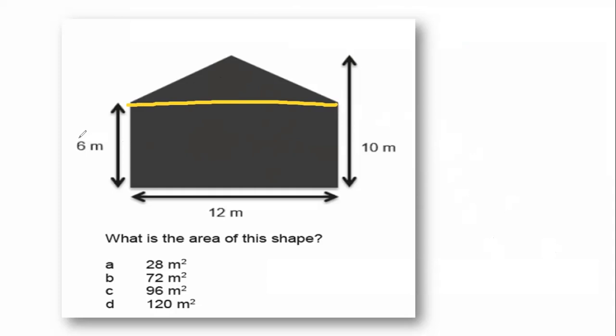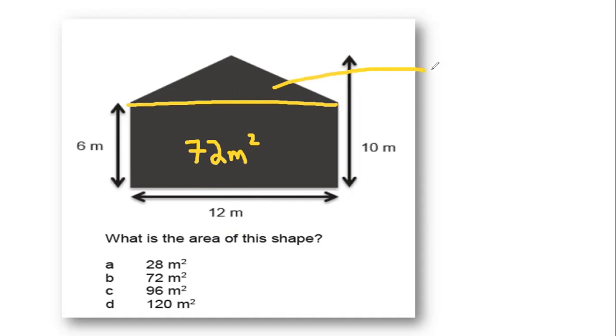All right, so clearly the area of the rectangle is 6 times what? 6 times 12. What's 6 twelves? 72. Right, so the area of the rectangle is 72 meters squared. All right, but we have a triangle, right?